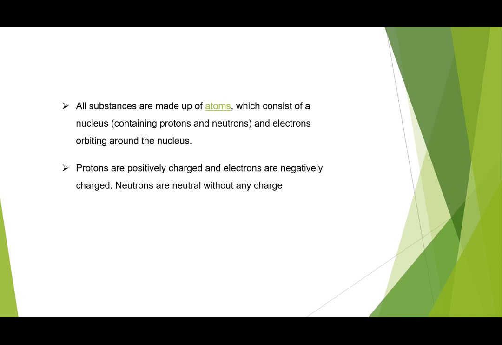Neutrons do not have any charge, whereas protons have positive charge. Electrons are negatively charged. The protons and the neutrons are inside the nucleus. So the charge of the nucleus is positive, and the electrons, which are negatively charged, are revolving around the nucleus.